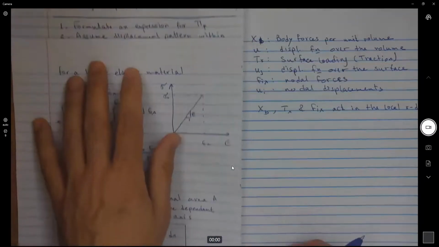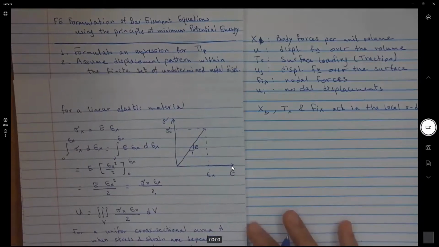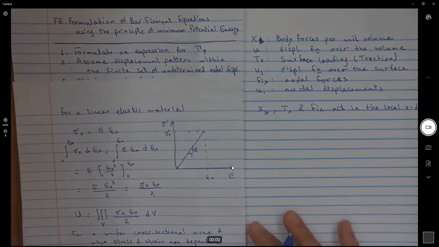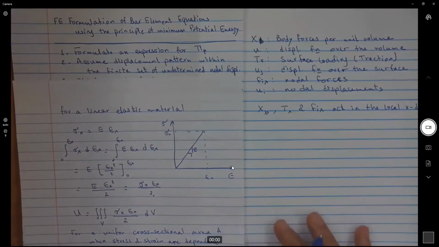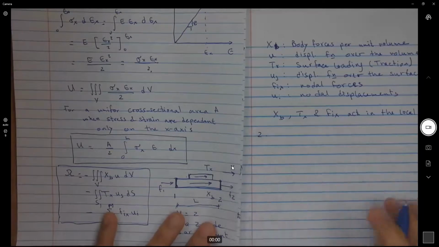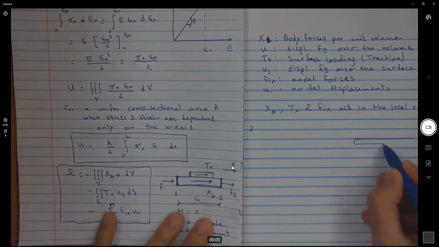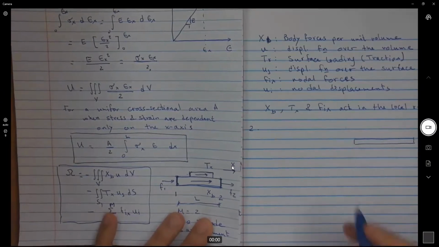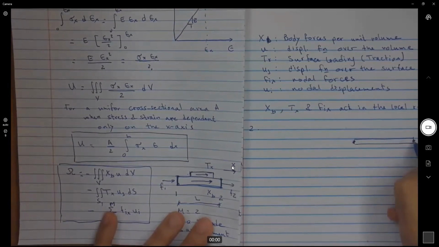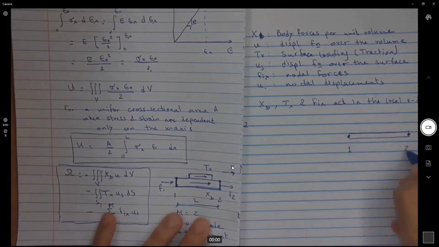And this was our first step, to formulate an expression for pi p. Our next step is to assume a displacement pattern within the finite set of undetermined nodal displacements. So now I'm going to go to step number 2. And when I look at my general 2-node bar element, so we have 2 nodes, node 1 and node 2.